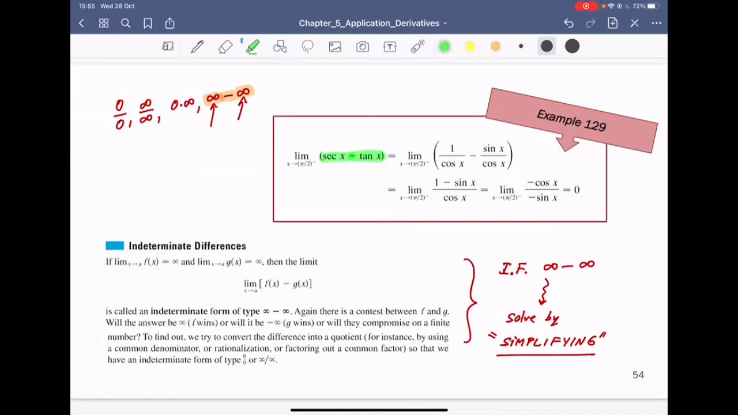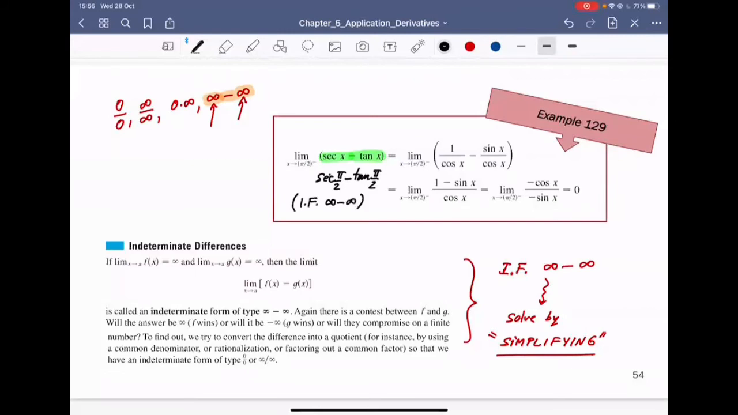So I'm going to simplify it. First of all, if I plug in x equal to pi over 2, where x goes to pi over 2, secant pi over 2 is infinity. Tangent pi over 2 is infinity. So infinity minus infinity, right? So this is actually the indeterminate form.